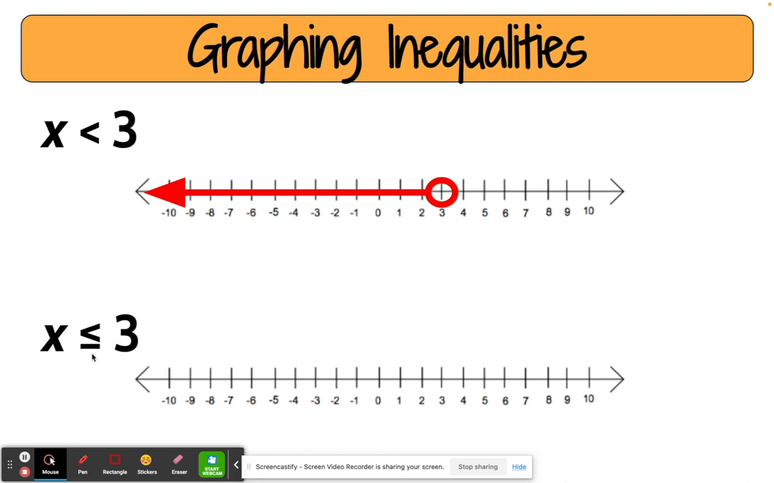Let's look at my next example. X is less than or equal to 3. Well, in this case, it does include the 3. 3 is equal to 3, and all the numbers to the left are less than. So this graph is all numbers less than or equal to 3.